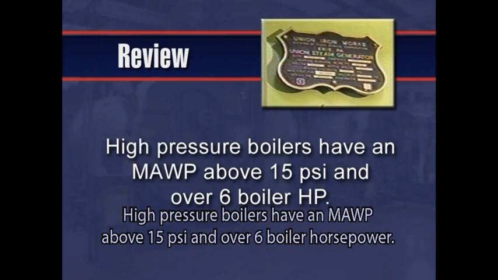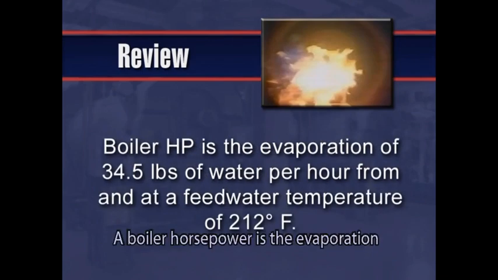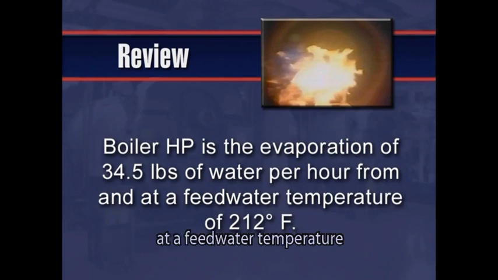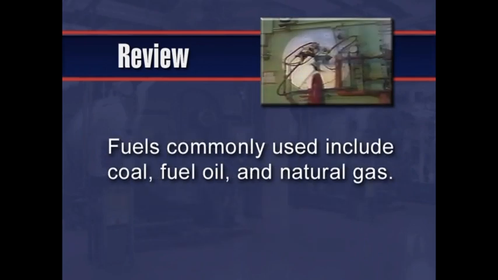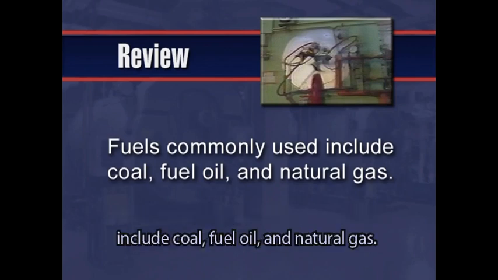High-pressure boilers have an MAWP above 15 PSI and over 6 boiler horsepower. A boiler horsepower is the evaporation of 34.5 pounds of water per hour from and at a feed water temperature of 212 degrees Fahrenheit. Fuels commonly used to generate heat to produce steam in a boiler include coal, fuel oil, and natural gas.